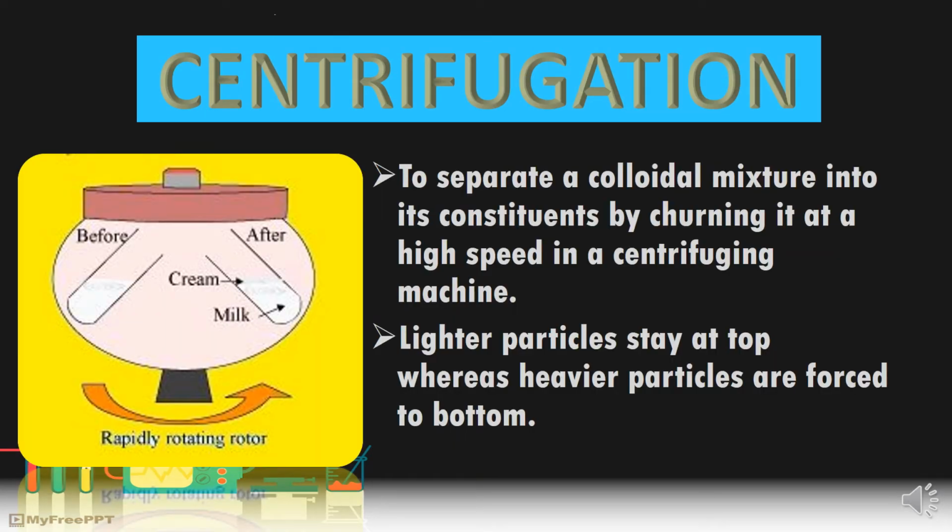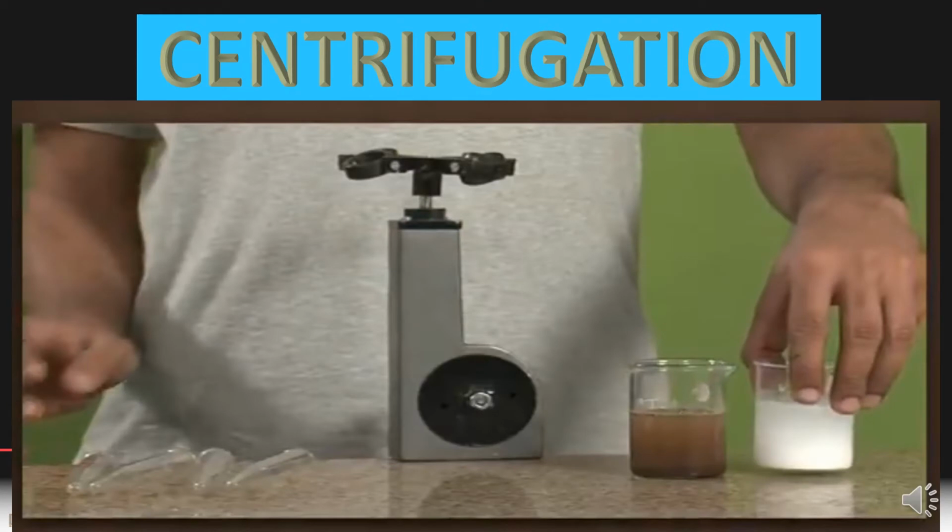Centrifugation is a method in which a colloidal mixture is rotated at a high speed in a centrifuging machine, and during rotation the lighter particles stay at top whereas the heavier particles are forced to bottom. So the colloidal mixtures get separated out into components on rotating at a fast speed. Here we can see how this separation takes place.